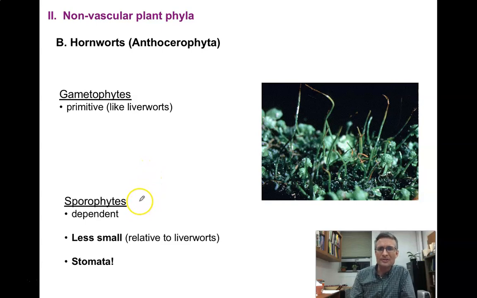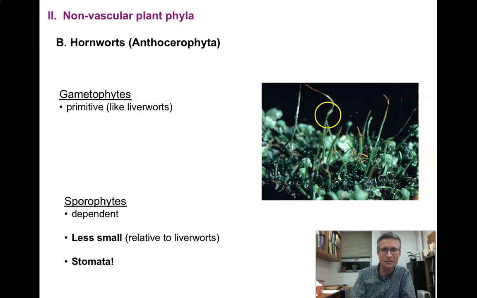We're really interested in the anthocerophytes, though, for what their sporophytes do. The sporophytes are still dependent. That hasn't changed. But what has changed is that they are less small. They're a little bit taller relative to liverworts. So this whole structure right here is a sporophyte, much bigger than the tiny little sporophytes we saw for liverworts.